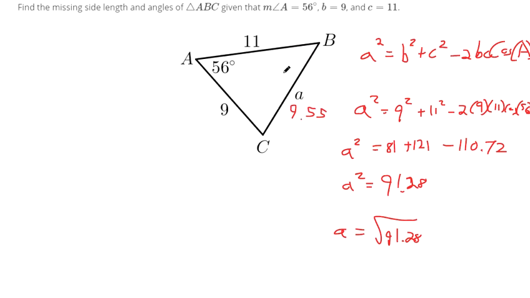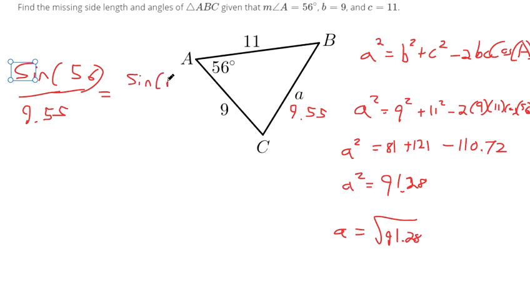So that tells us what this side length is, but it doesn't help us with the other angles that we're missing, right? And if you look at what we have, oh wait, we do have a complete pair. I'm sorry, we have 56 degrees, 9.55, so let's use the law of sines. Sine of the angle divided by the corresponding side should equal sine of a different angle. So let's say sine of B, we don't know what that is yet, divided by its corresponding side of 9.